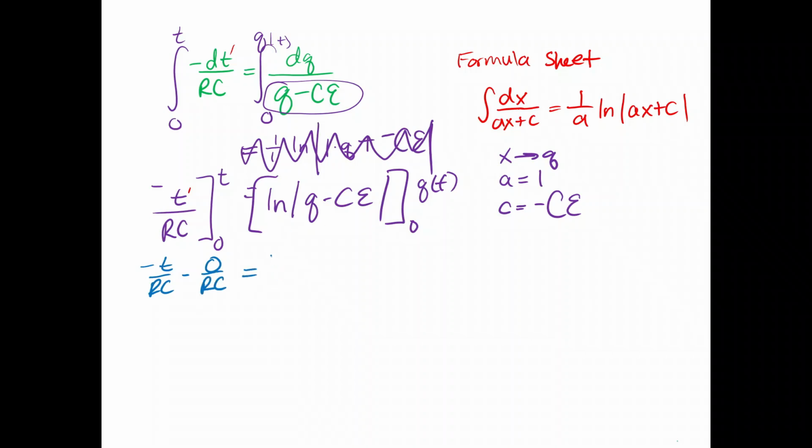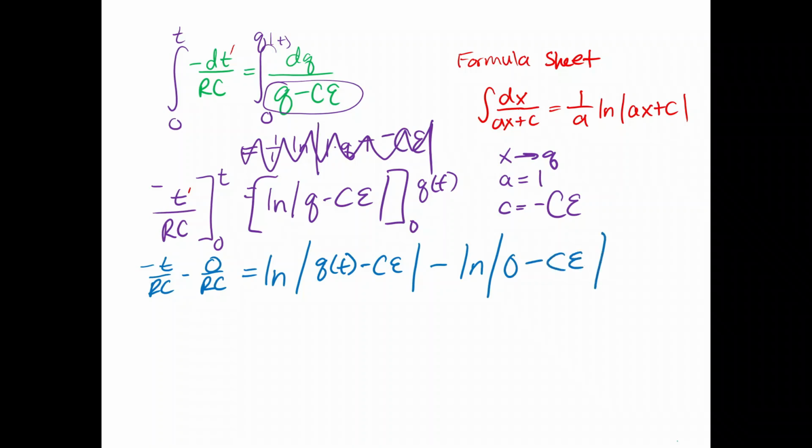And then over on the right side, we get ln absolute value of q of t minus CE minus ln absolute value of 0 minus CE. One of the biggest mistakes that I see people do when they're solving this is they skip the point where they actually show subbing in the zeros. A lot of people, when you solve your problems, will just say, oh, that's just going to be t over RC, and that's 0. I'm not even going to show it. And you might assume that this second term is 0, but it's not, because only the q is 0. So you have to be careful.